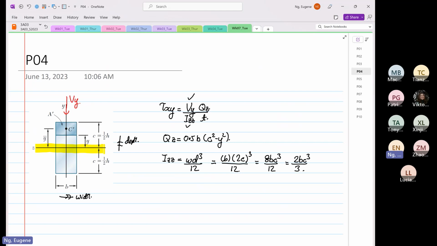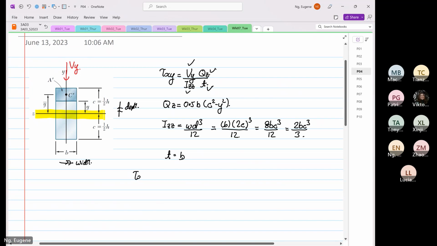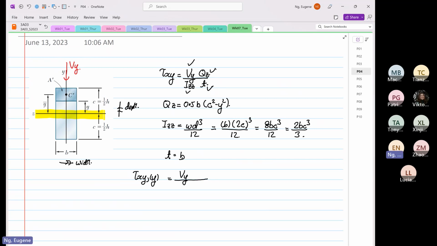So the next thing, we define what's our Q, we know what's Izz. Our thickness t is equal to B, and we also have our expression for Qzz. Now if we're going to write the expression for the shear xy as a function of y, because y is the variable, you have Vy over Izz, which is 2BC cubed over 3. Then Qz is equal to half multiplied by B, C squared minus y squared, and then again divide by the thickness, which is B.